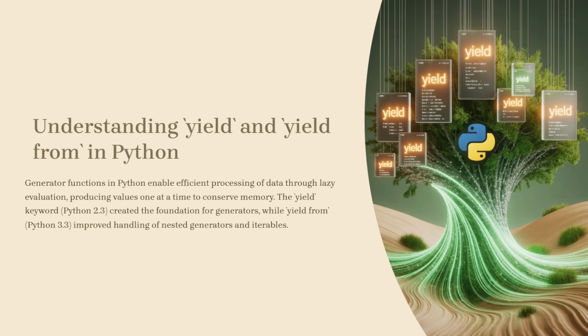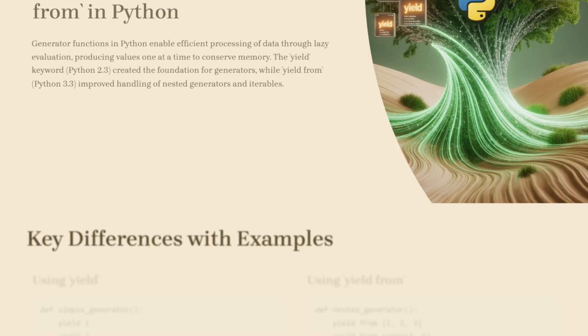The yield keyword, which came up in Python 2.3, created the foundation for generators, while yield from came out in Python 3.3, and it improved handling of nested generators and also iterables. So what are the key differences between these two?